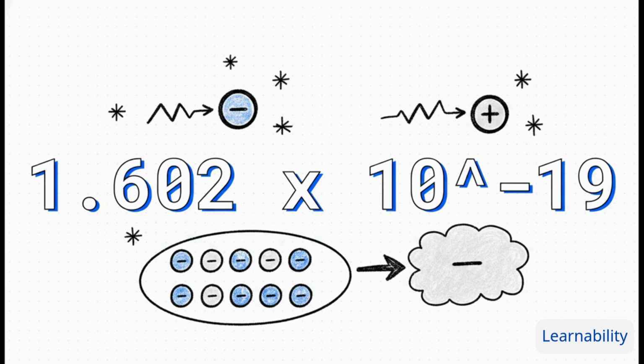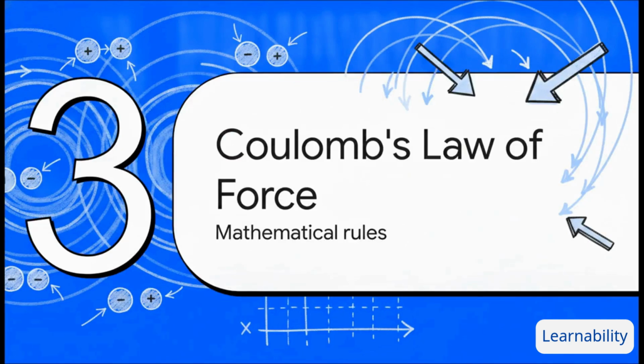An electron has a negative charge of this amount, and a single proton has a positive charge of this exact amount. So if an object has an excess of, say, 10 electrons, it carries a charge of negative 10 times this impossibly tiny constant. Knowing what these tiny particles actually are, we're ready for Section 3, Coulomb's law of force.